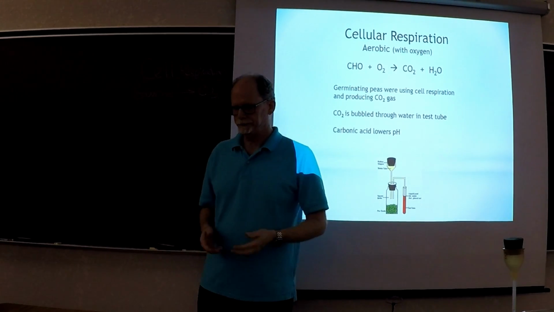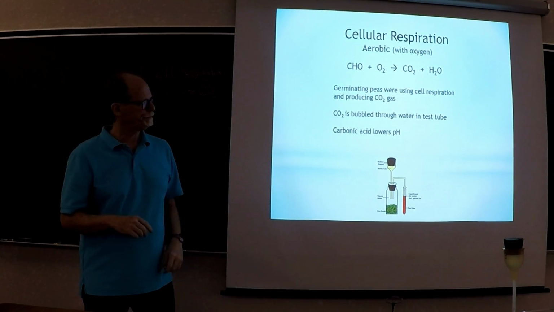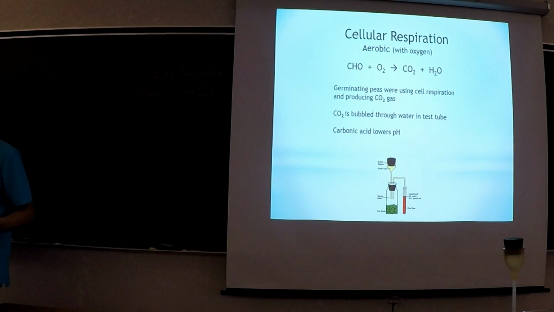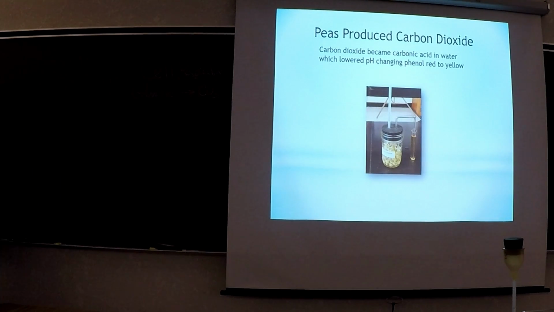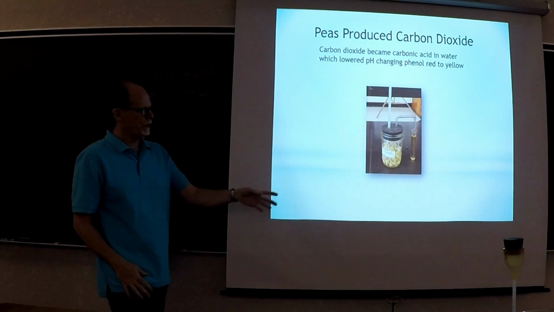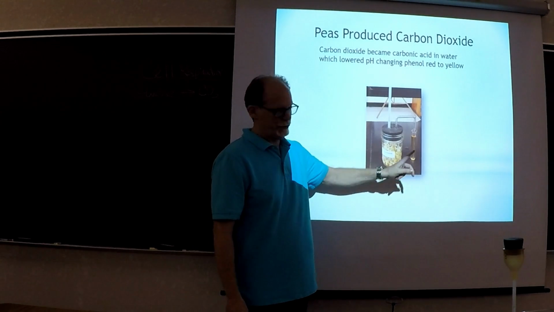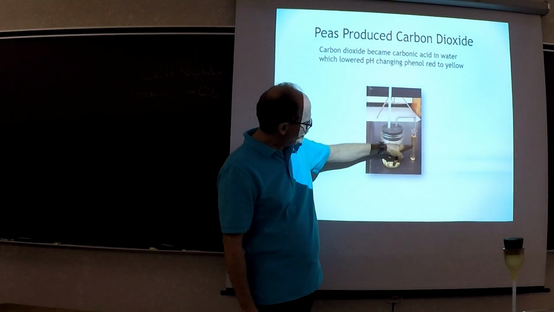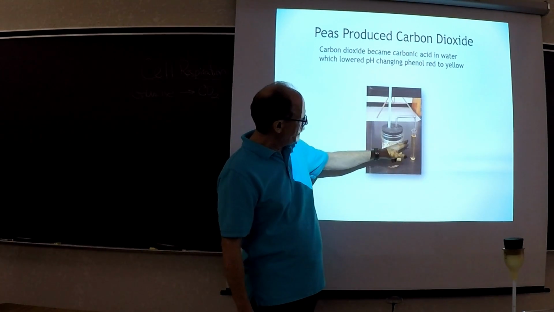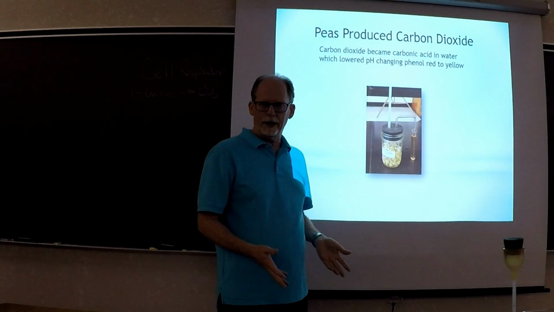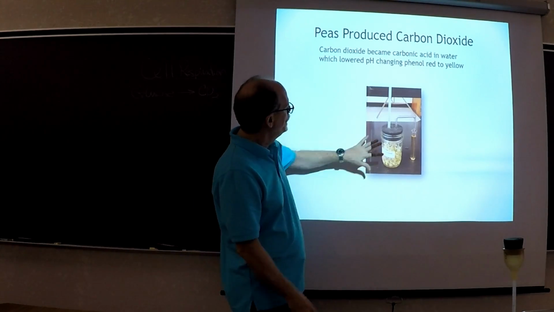Are the peas respiring in this apparatus? So you might see a picture like this on the practical, and I might say, why did this turn yellow? Right here, it's obviously yellow. That means the germinating peas produce CO2, make carbonic acid. I might ask you about that.